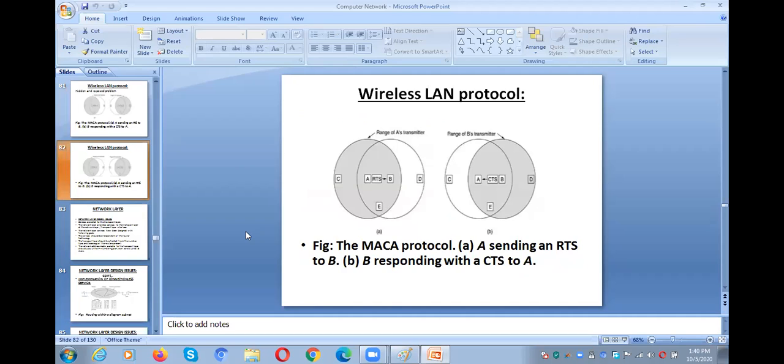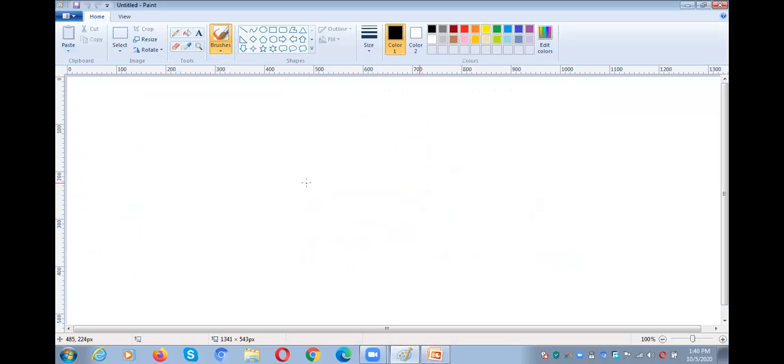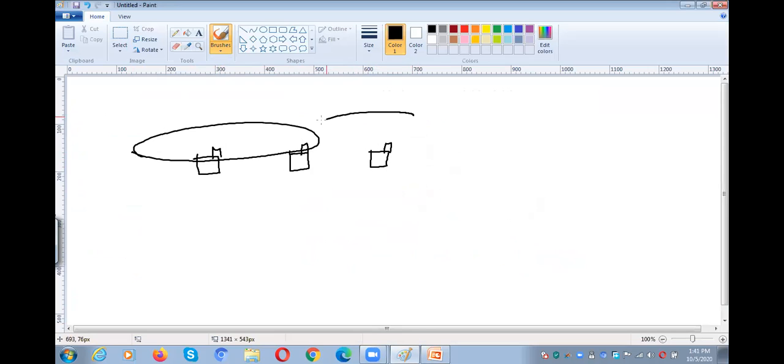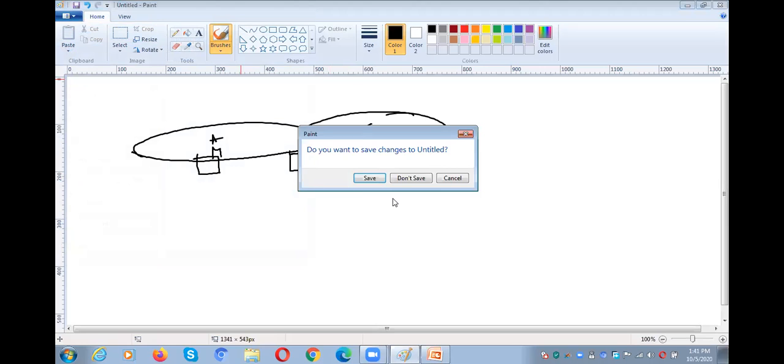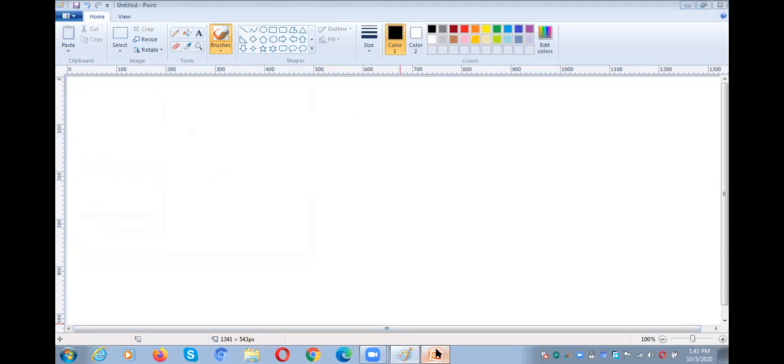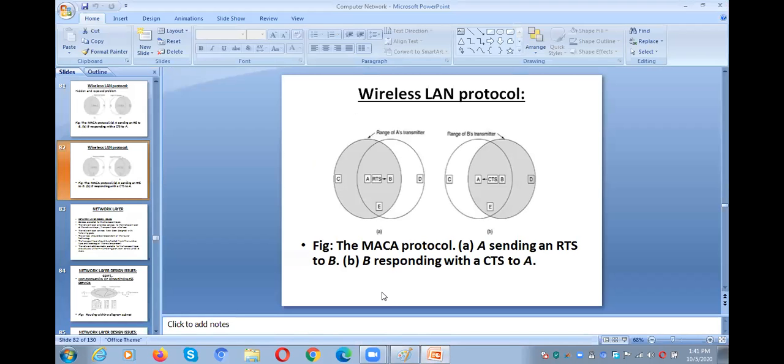If you mention it one by one, the diagram will be clear. If you note it down like this, A, B, and then C, the explanation will also be easy and anyone can easily understand. This is A's transmission range and this is C's transmission range. If you mention it like this, it will be easily understandable to anyone, right?